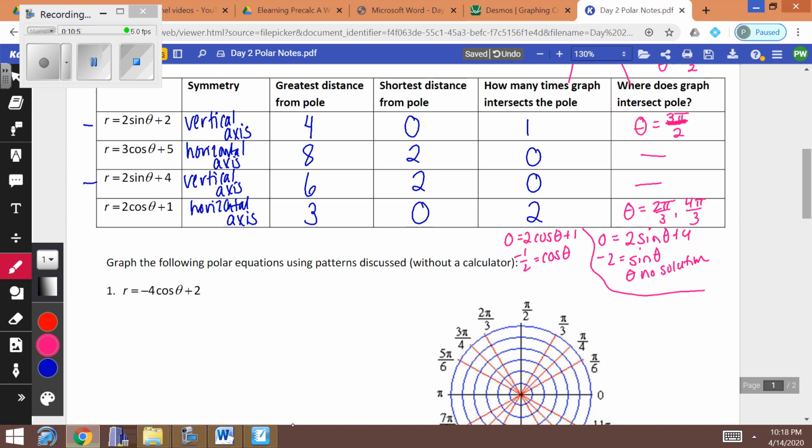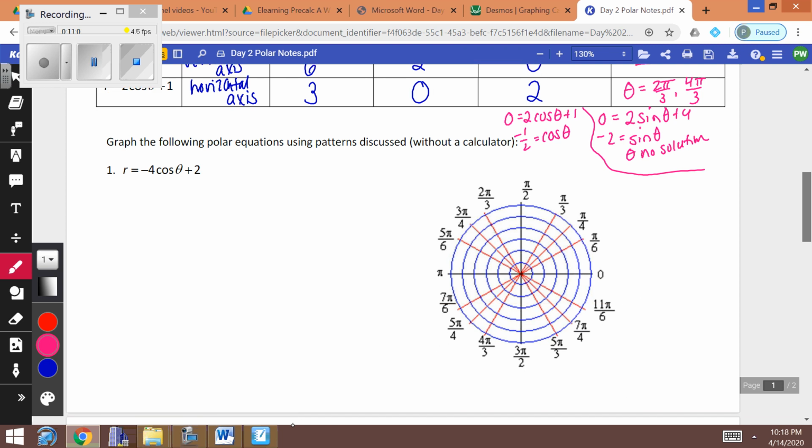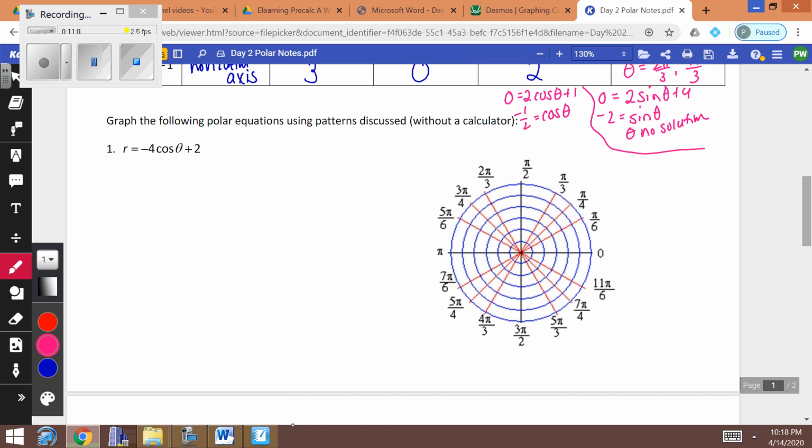So those are our 4 different types. So let's look at how we actually go through and graph these. Looking at this first one, what I like to start with is putting in r equals 0 first. Really what that tells us is how many times it intersects the pole, and that can give us an idea of what our graph looks like.